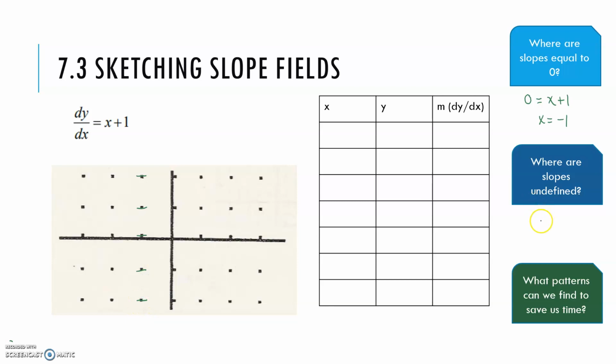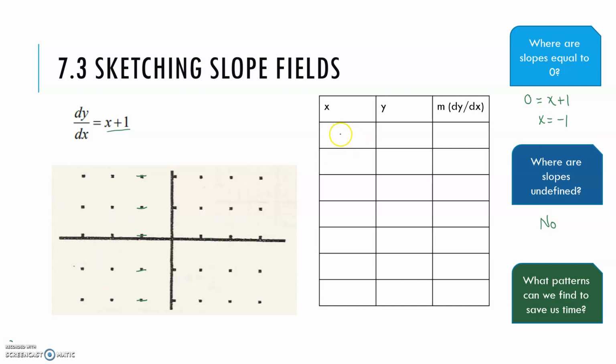Where are the slopes undefined? That would be another important question to ask ourselves. But for this particular differential equation, because it's just x plus 1, there aren't any places where the slopes are undefined. And then what patterns can we find to help us save time? What I notice about this differential equation is that there are no y's in it. So really all that matters is what the x-coordinate is.